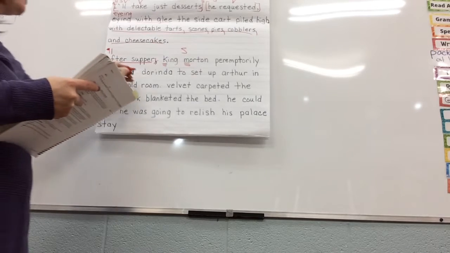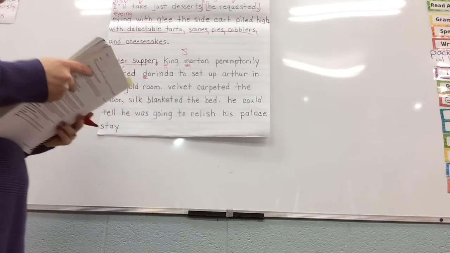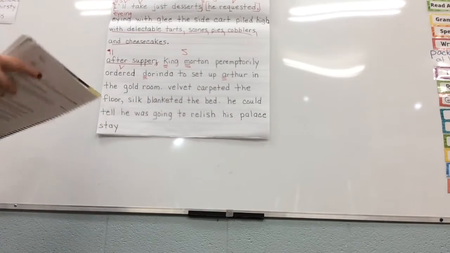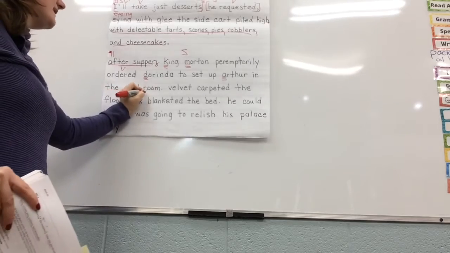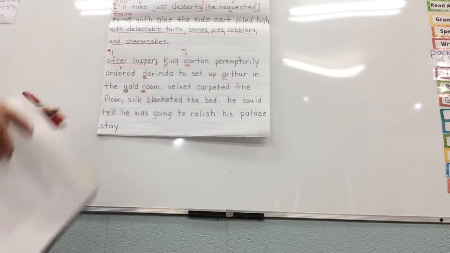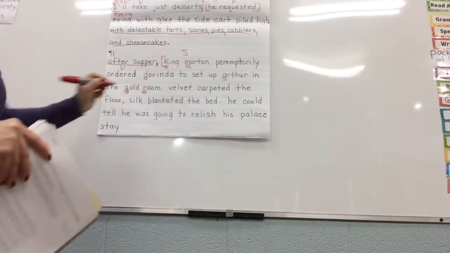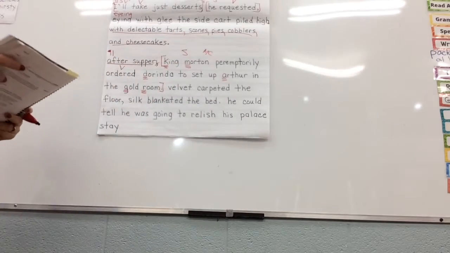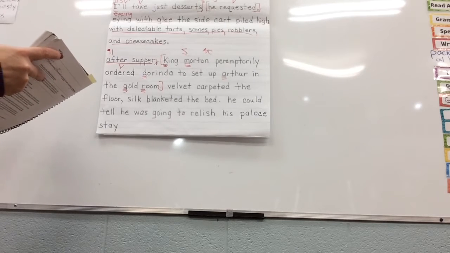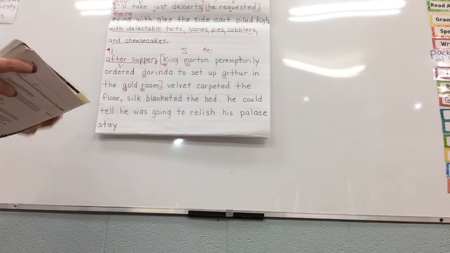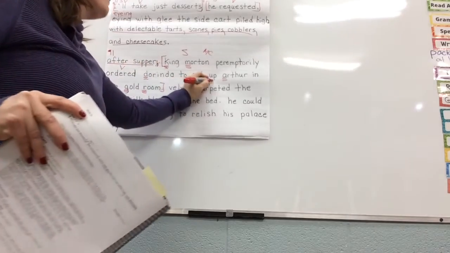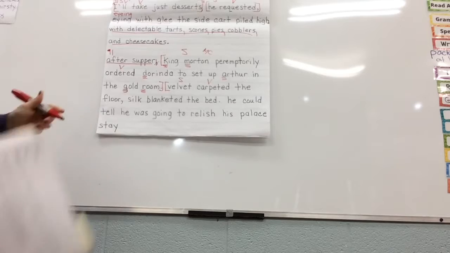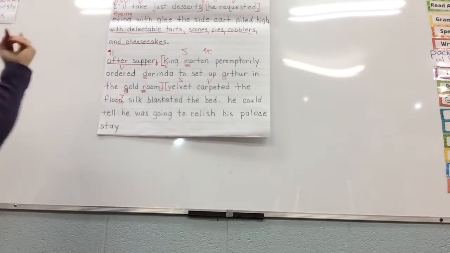He's going to order Dorinda to set up Arthur, all these names, in the gold room. And we're going to capitalize this as the name of the room. So King Morton, all the way to gold room is our MC for our first sentence. Then we have velvet carpeted the floor. So we've got the verb is carpeted. Who carpeted? Velvet. So we've got velvet carpeted the floor. That's a main clause. That can stand alone as a sentence.